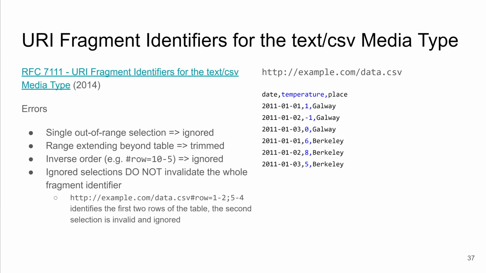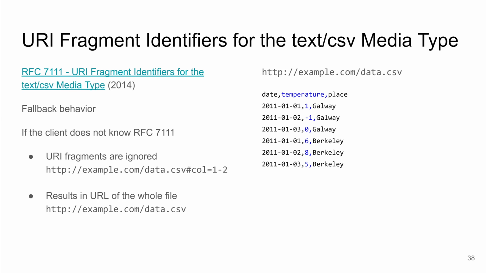And when you have a multi-selection, when some of the selectors are invalid, they are just ignored, and they do not mean that the whole selection fails. So for instance, here, when we select the rows 1 to 2, that's valid, and then 5 to 4, which is invalid, the result is the selection of rows 1 to 2. Now, this RFC has a fallback mechanism because it uses the URI fragments, and when an implementation doesn't understand the URI fragments, it just throws the fragment away and it just gives you the whole CSV file. So it works even with implementations that do not implement this RFC.